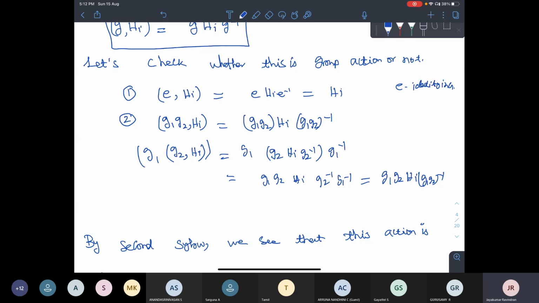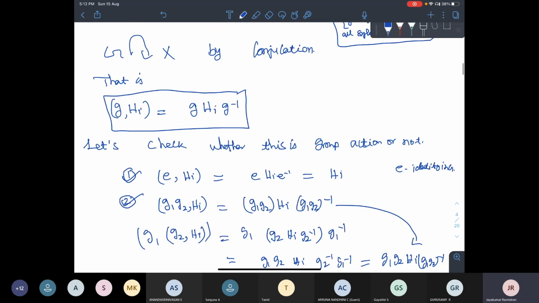(A B) inverse is B inverse A inverse, right? So that reversal law says that this is true. So both of them are equal. So the two conditions of a group action are satisfied. Once and for all, we are checking.